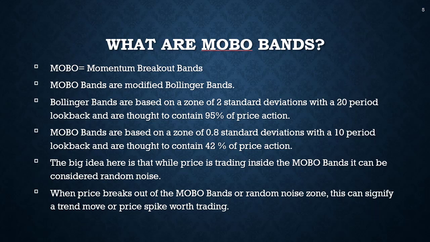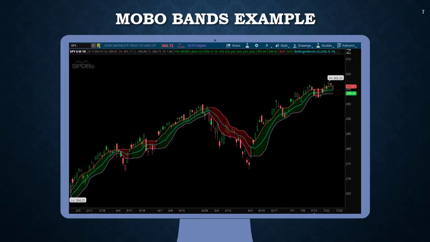So again, real quick, if you don't have the MOBO bands in Thinkorswim, that's okay. You can still use a modified Bollinger Bands. I'm just going to highlight it here again. By changing the Bollinger Bands to a 10-period look back with a standard deviation of 0.8 and negative 0.8, whichever platform you're using, that's going to get you the exact same MOBO zone that you saw in this chart. It may not be colored the same way, but that's okay.